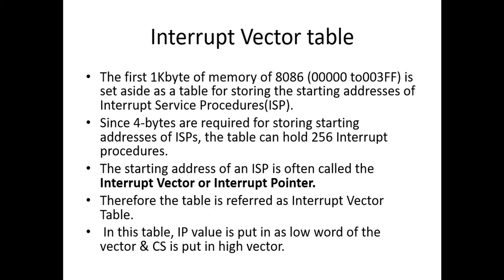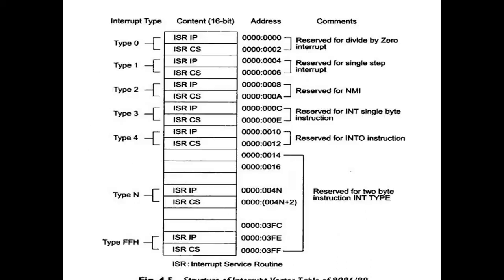So that means here we can see that 4 bytes are required for storing the starting address of the ISR. That means the content of IP and the content of CS.